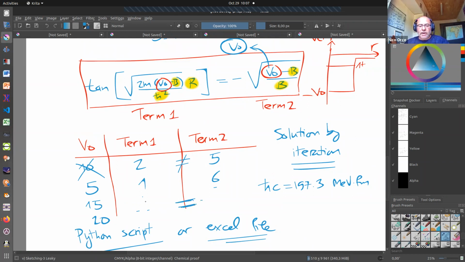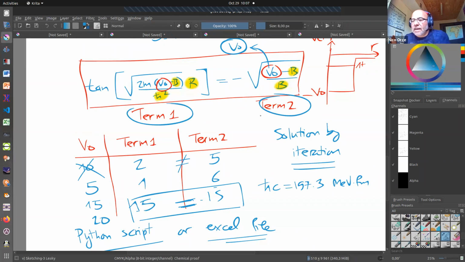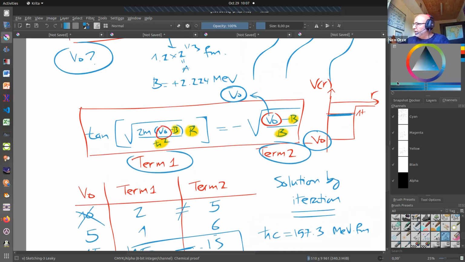So these 2 terms will be equal, whatever it is, 5 here and 5 there, or 15 here and 15 there. Whenever you find that these 2 terms, term 1 and term 2, are the same, then you have hit the jackpot, and you got your solution for what V naught is, the depth of the nucleon-nucleon potential for the ground state of the deuteron to be bound. And you will see that this value is actually quite typical of many other nuclei.